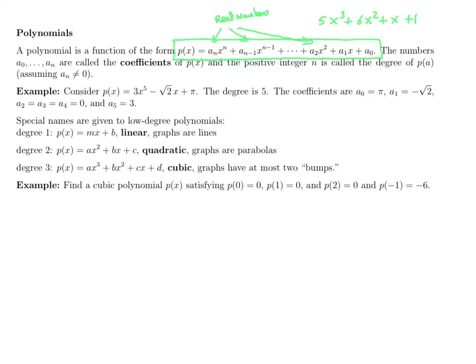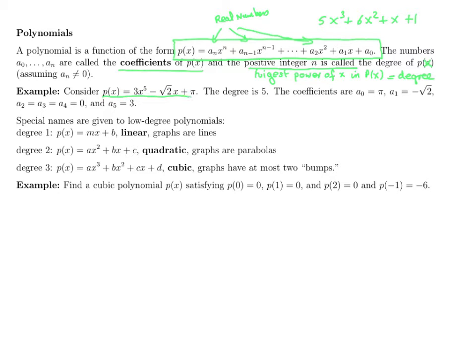These a's in front of the powers of x are called the coefficients of the polynomial. The highest power of x appearing in the expression is called the degree of the polynomial. There's a typo there, that should be an x. Well, here's a polynomial, p of x.